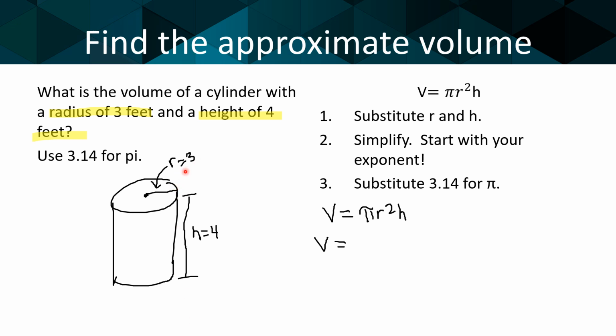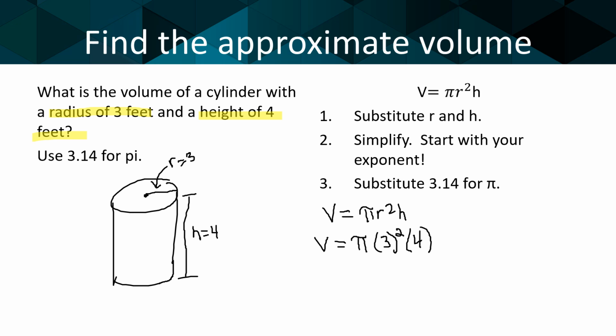So r equals 3. So I'm going to replace my r with my 3. Oh, let me write pi first. And then r is 3. Square it. Times my height, which is 4. So replace that with a 4.